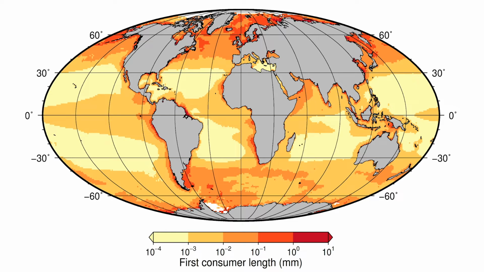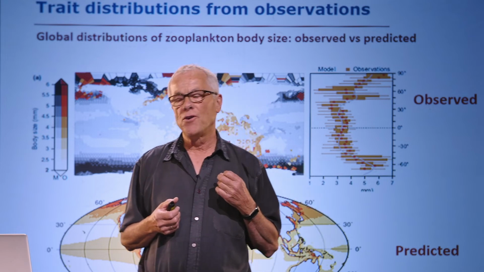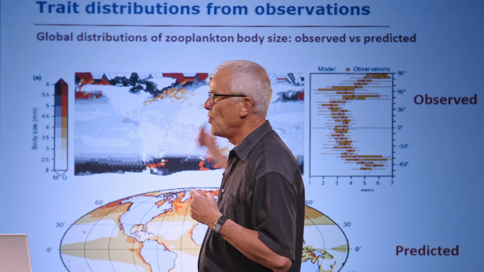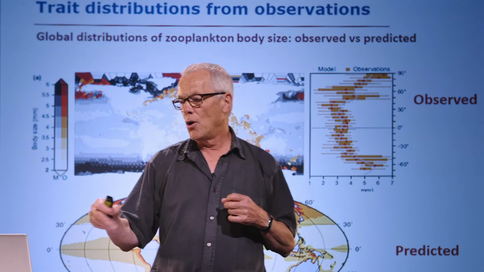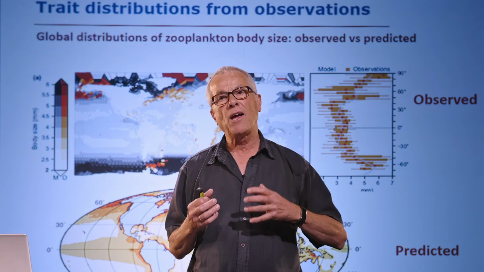Can we trust these models? Well, we can compare them with observations. If you take the size distribution first, the upper panel here shows the observed size distribution of the zooplankton in the ocean, and the lower one, again, the predicted. In both cases, you can see that the biggest zooplankton are near the poles, and they're much smaller near the equator.